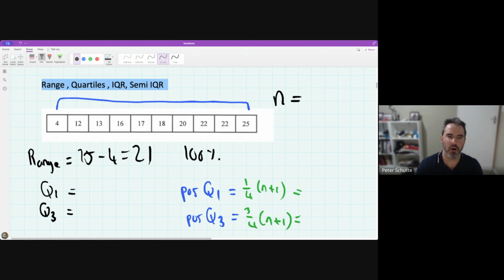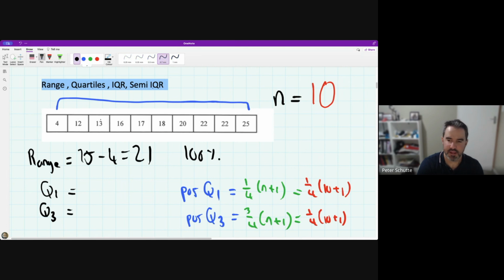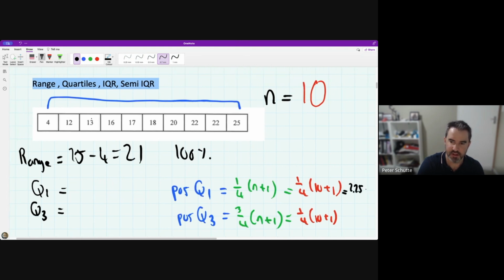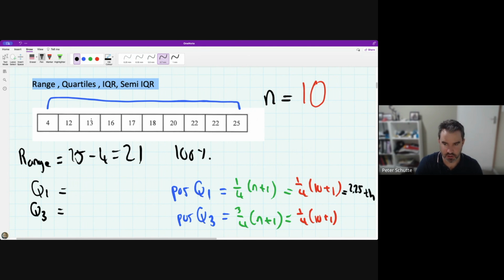How many values are there? 1, 2, 3, 4, 5, 6, 7, 8, 9, 10. There are 10 values. And so in my formula, I am going to use this 10 to help me. Now, what happens is that a quarter times 11 is going to be 2.75. And what I do is I put a TH to remind me this is a position, not a value.